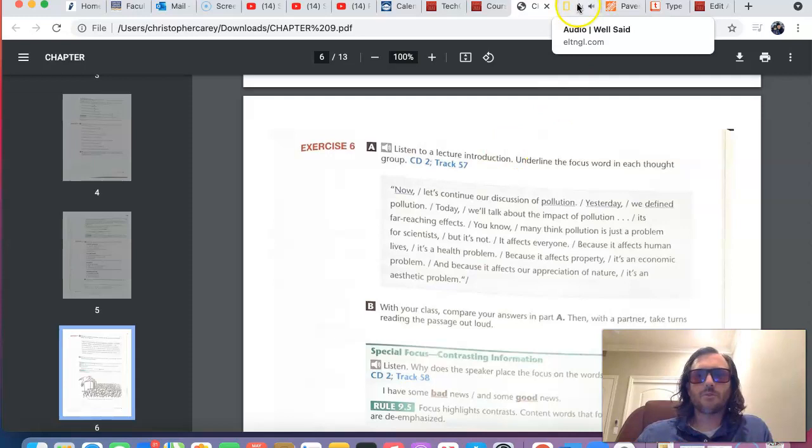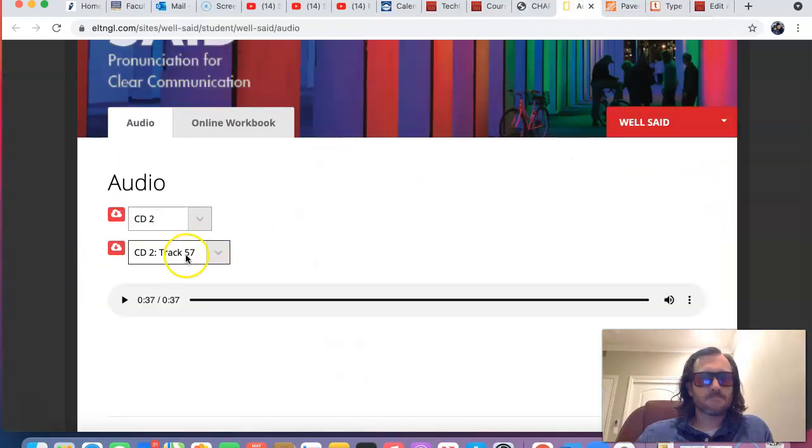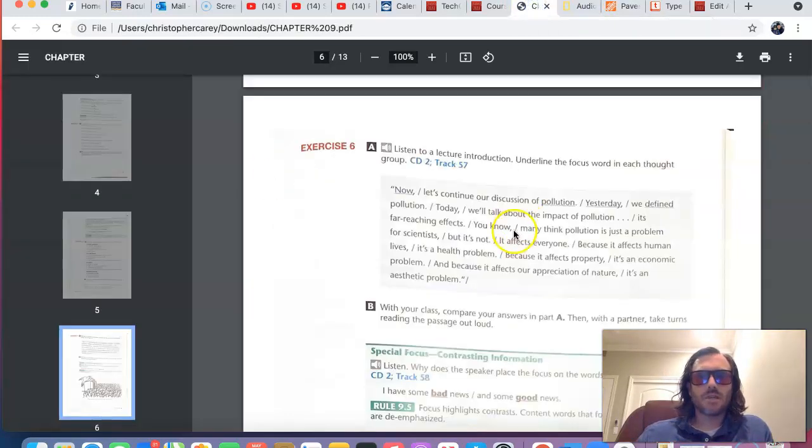Play one more time for you. And as you're listening, especially here at the end, problem is not new, right? We hear problem a lot, but you can hear the speaker stress both the word affects and problem. That's consistent, that's not new, but the type of effect and the type of problem, that's new information.